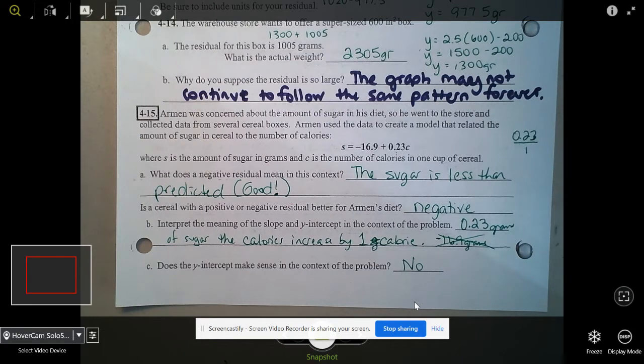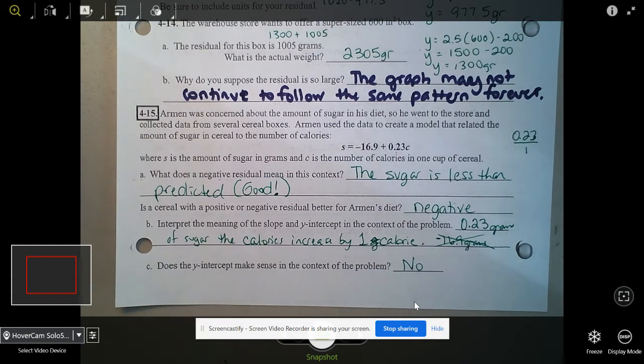We have plenty of graphs out there where the y-intercept is not exactly what we thought it would be. Just like yesterday's, the 4.1.1, where we thought that the width of the tube would be our y-intercept and they were slightly off. Same idea. We would expect that 0 calories of cereal would have 0 grams of sugar, but the models don't always work out perfectly because at some point they might curve, at some point they just might not be accurate anymore, and that is the case here.